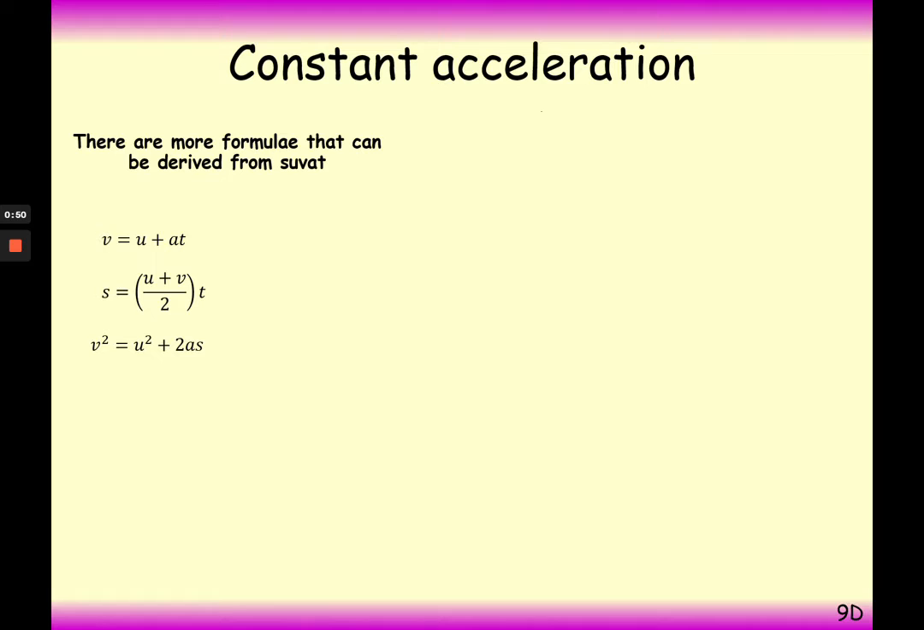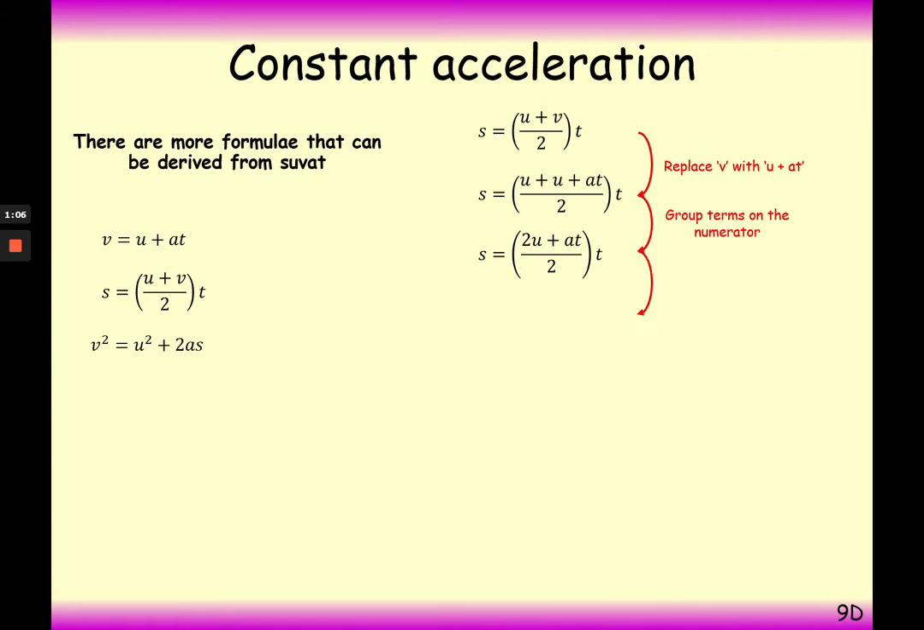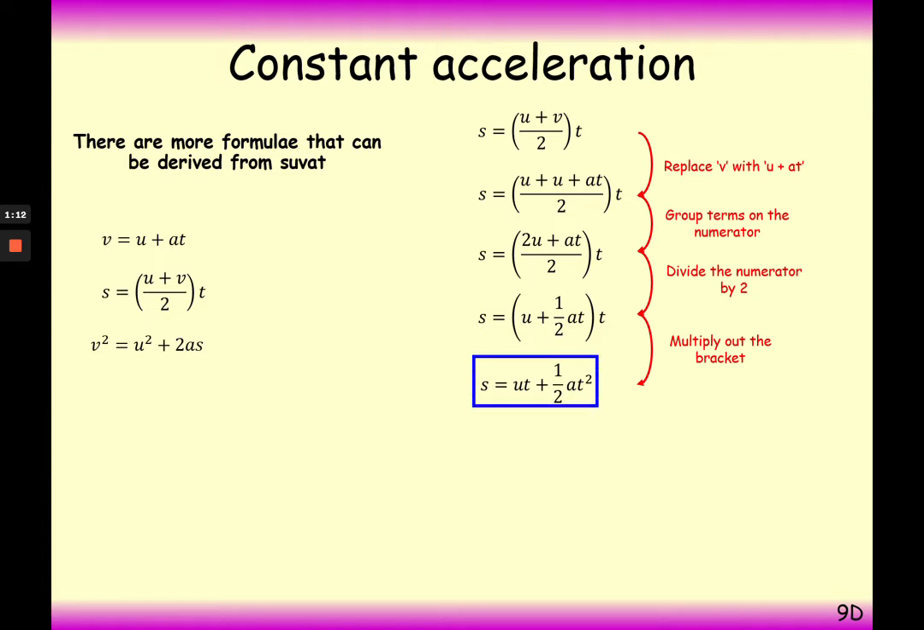Next one, again using these first two SUVAT equations, we get s equals u plus v over 2 times t, but then we also know that v equals u plus at. So if we sub that in and simplify, then we get s equals ut plus half at squared. Okay, so there's our fourth one.